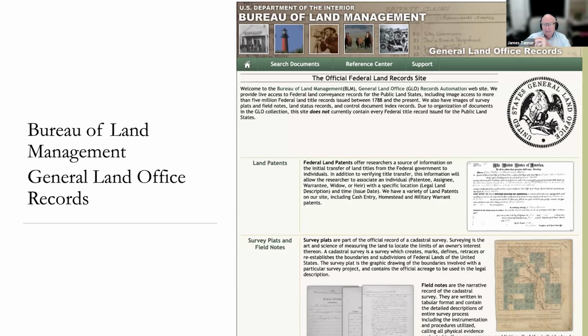glo.gov is the address here, and many times, well, let me just explain why that happens. Giving a lot of URLs to look at on a video seems a little bit distracting. But all you need to look for is the Bureau of Land Management General Land Office record, and it'll bring you right up to the website. So these are found more easily through search terms than through trying to copy the internet addresses.